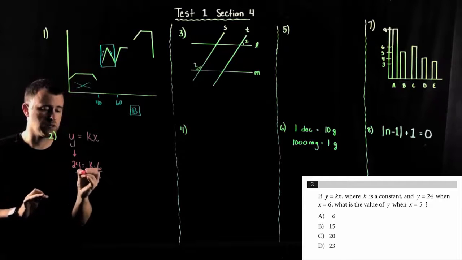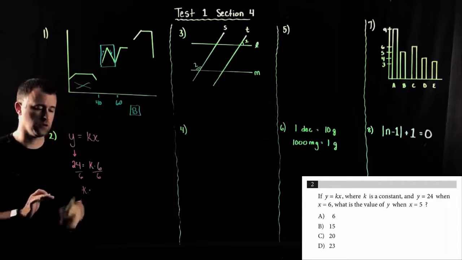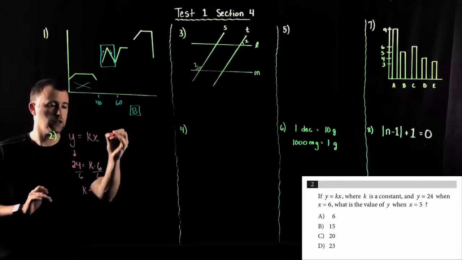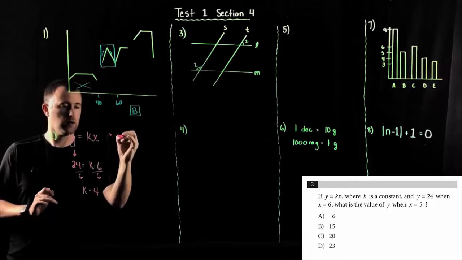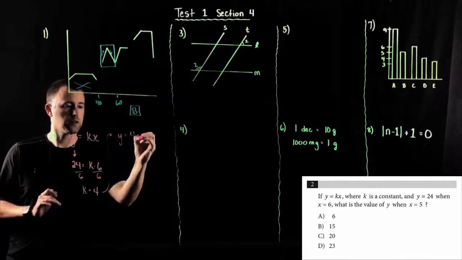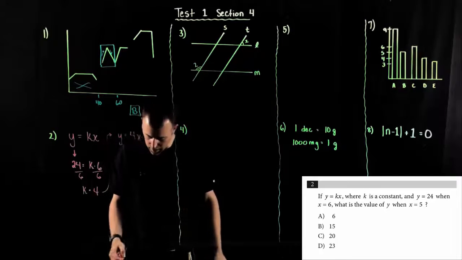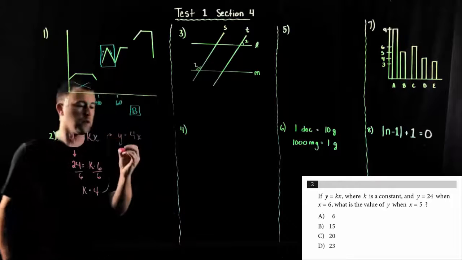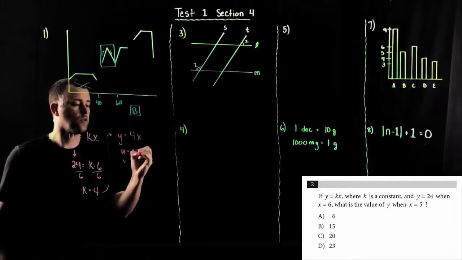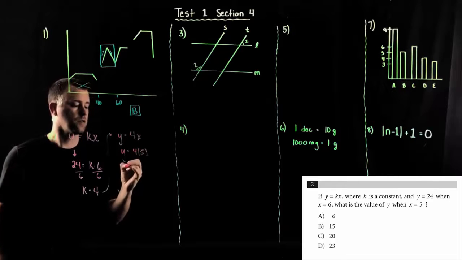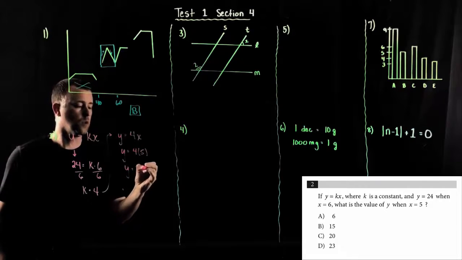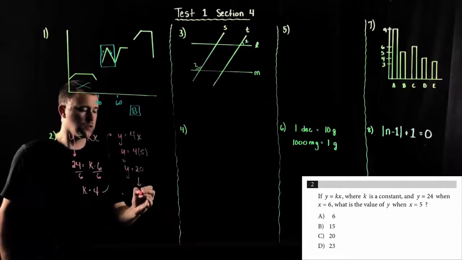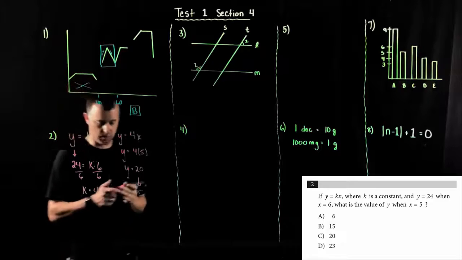So I'm going to divide both sides by 6. My constant in this equation is going to be 24 divided by 6, which is 4. So now my equation is going to be y equals 4x. I'm going to plug in x as 5. They said, what is the value of y when x is 5? So I'm going to go y equals 4 times 5. So y is going to equal 20. So 20 in this case is going to be answer choice C. So that's going to be number 2.